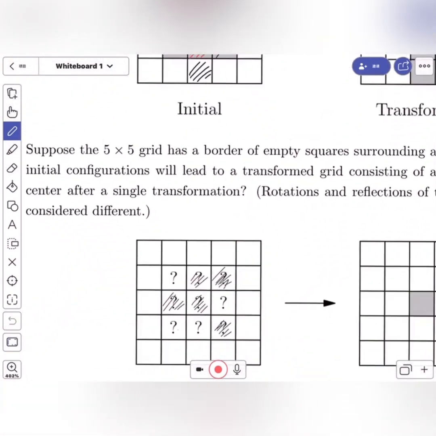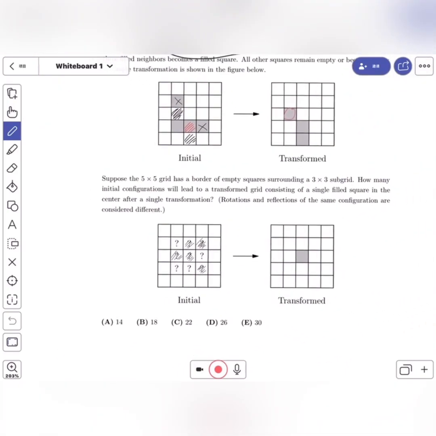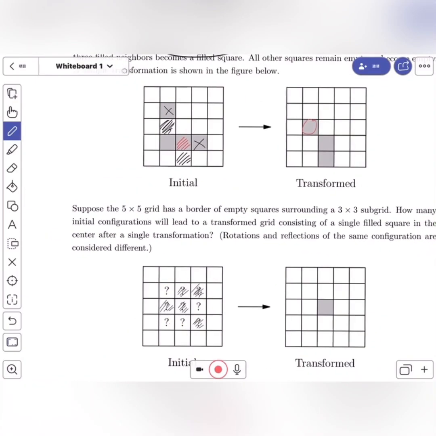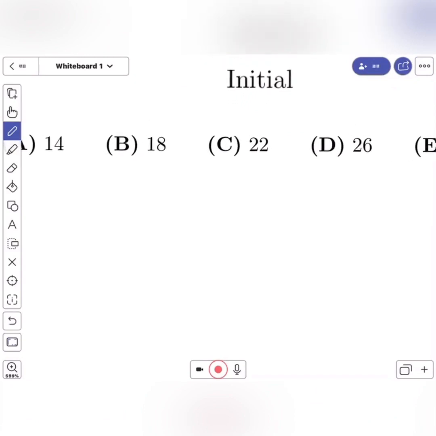So now let's go on to the actual problem. Suppose a 5x5 grid has a border of empty squares surrounding a 3x3 subgrid. How many initial configurations will lead to a transformed grid consisting of a single filled square in the center after a single transformation? This just basically means that after a single transformation, no other square except the center square is filled. So for this problem, our approach would just be casework.